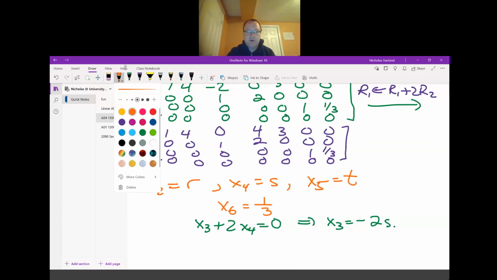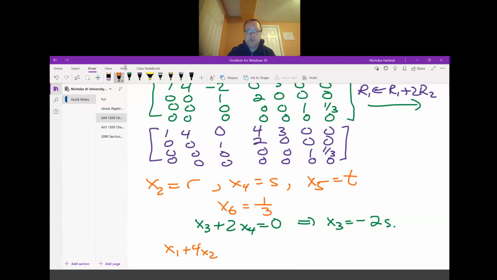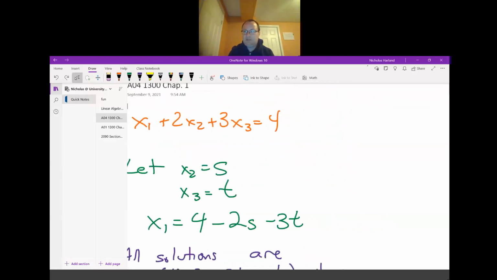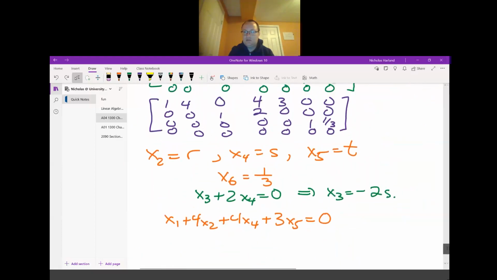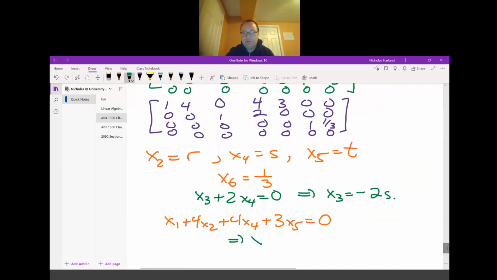Similarly, with the first row, x1 plus 4x2 plus 4x4 plus 3x5 is equal to 0. And even though we have 4 terms here, except for x1, all the other terms have to be the parameters or the constant because everything else is gone. And so we get the same thing we got before, negative 4r, negative 4s, negative 3t.